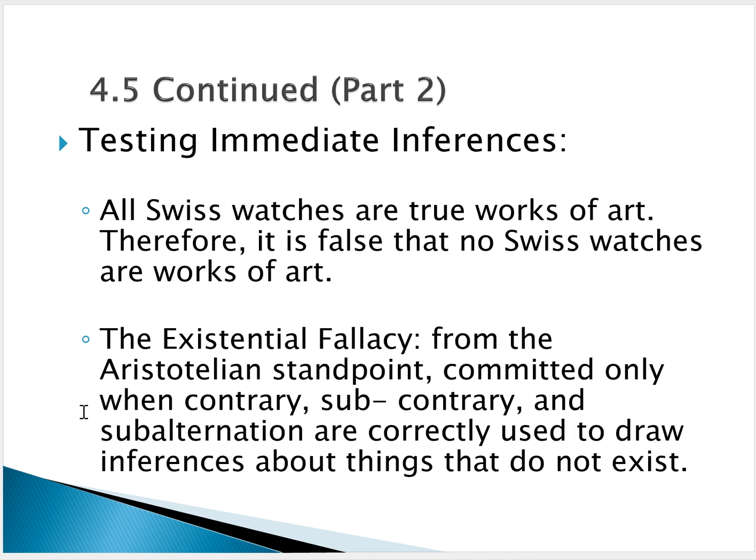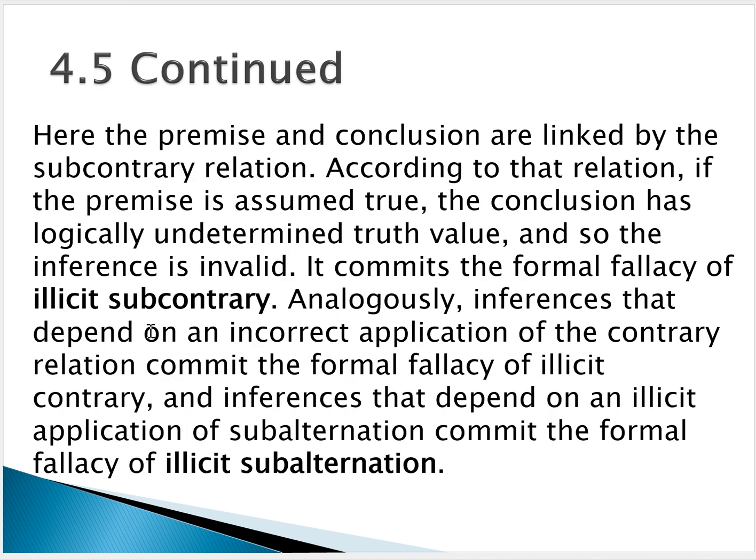So when you're testing your intermediate inferences, a couple things we need to look at. Let's just do an example because it's a little bit easier. All Swiss watches are true works of art. Therefore, it is false that no Swiss watches are works of art. Okay, so from Aristotle's standpoint, this existential fallacy is committed only when the contrary and the subcontrary and the subaltern are incorrectly used to draw inferences about things that do not exist. Swiss watches exist, so you don't really have to worry about that.